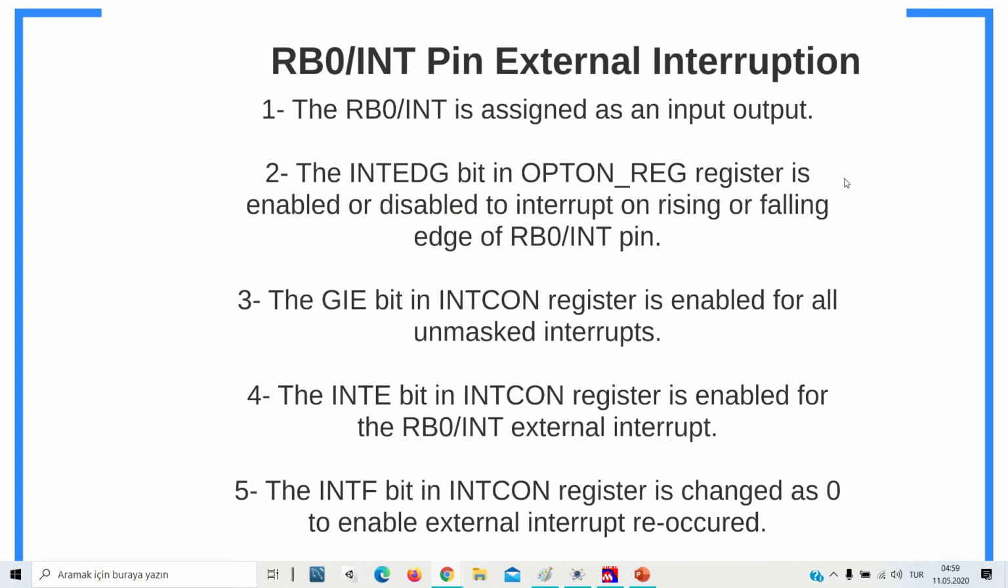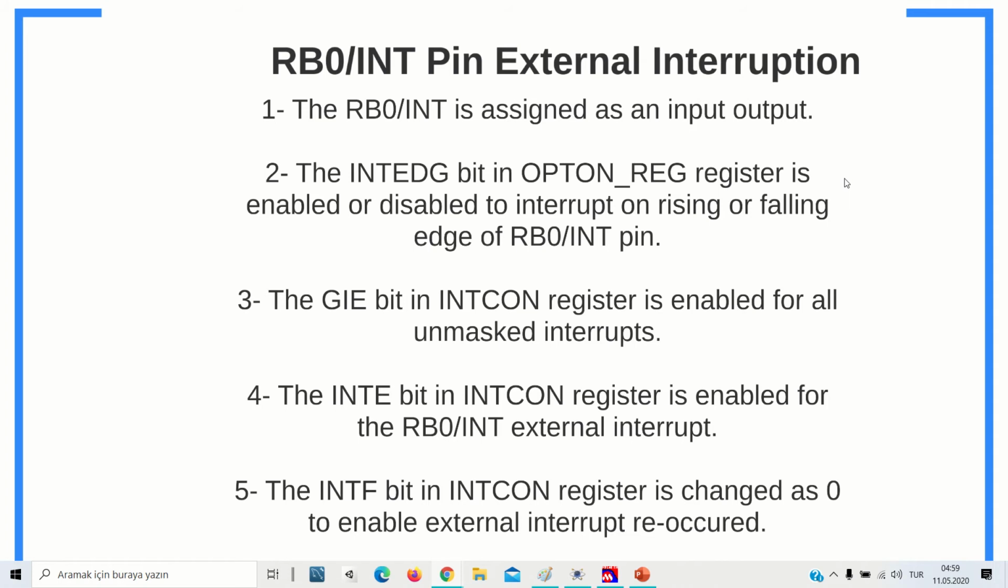Let's look at the third stage. As you know, the INTCON register has 8 bits, and the seventh is called the Global Interrupt Enable bit. We should enable it for all interrupts. That means for permission in the microcontroller for interrupt operation, we have to enable this bit.